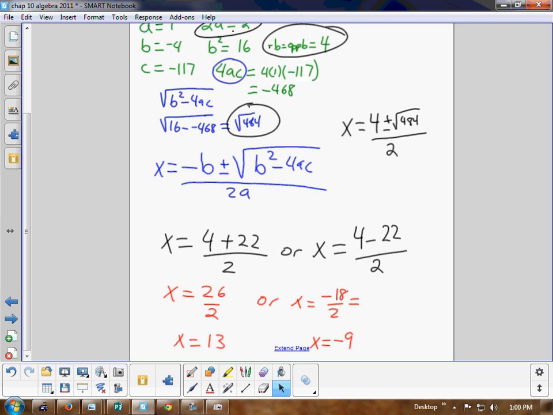Question, yes? If it doesn't come out to be an even number, how do you know when to stop? I'll show you that. We'll do one more example in a second. Let's do number 7 on the homework. So on a separate sheet of paper, turn to 447. Number 7. Let's look at that.